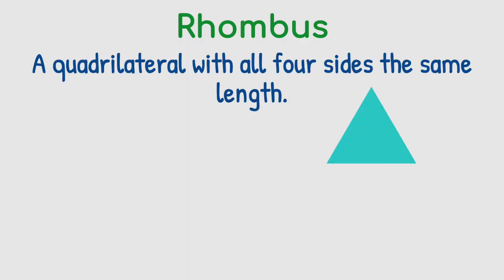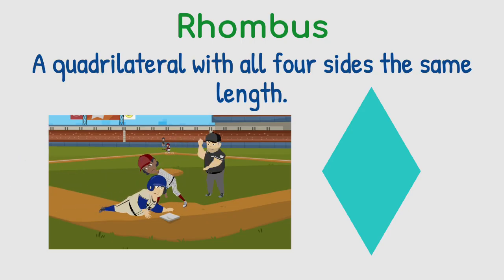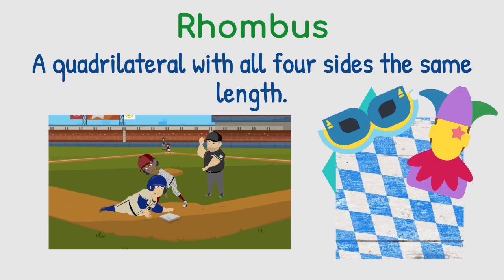Rhombus. A quadrilateral with all four sides the same length. It looks like a square that has been pushed to one side. A baseball diamond and the diamond patterns on a harlequin costume are classic examples of a rhombus.